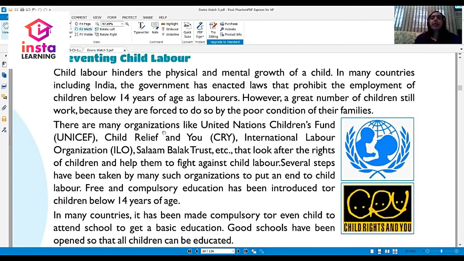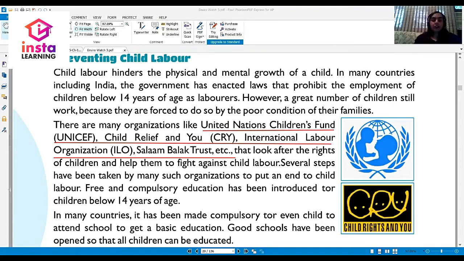There are many international organizations. This is a very important part of this chapter. These organizations like UNICEF, which is United Nations Children Emergency Fund, Children Relief and You, which is CRY, International Labor Organization, Salam Balak Trust, etc. These special organizations look after the rights of the children and help them to fight against child labor.